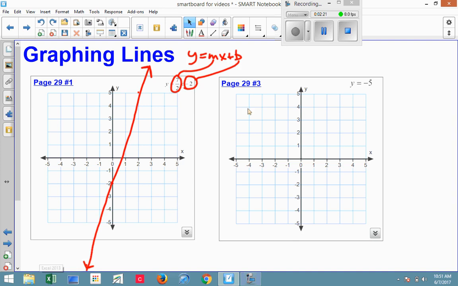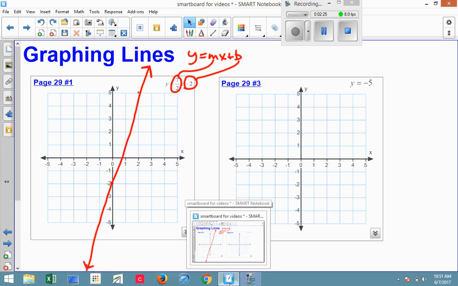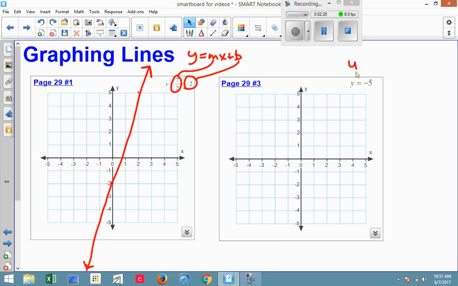Moving right along to problem number 3 on page 29, y equals -5. So if you recall, we did a horizontal line earlier, and again, that's what this is, 0x minus 5, which means the slope is 0. So I'm going to go to -5 on the y-axis, right there, and I know the slope is 0, which means that we just have a horizontal line. That is our line, y equals -5.